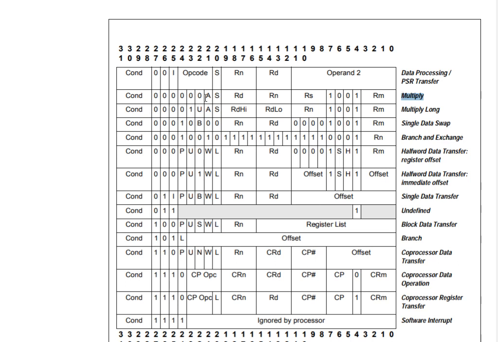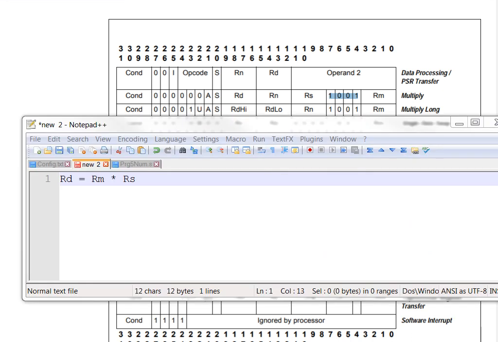The MUL instruction has 6 fixed bits. All 6 are zeros to identify it. It has just 2 1-bit flags, an A and an S. And it has 4 register fields. And there, and there, and there. Plus more fixed bits in positions 4 through 7 here. It performs the operation Rd equals Rm times Rs.